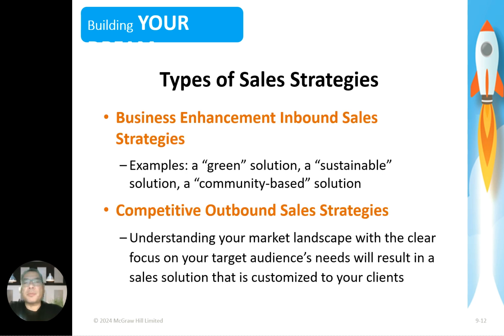What are the types of sales business strategy? Business enhancement inbound sales strategy can be green solutions, sustainable solutions, or community-based solutions. Most of the time, what I've done in the past is community-based solutions and sustainable solutions. The green solutions are the newest one because of renewable energy. For example, people have a tendency to buy green electric vehicles, and power generated through sun and wind. That's the new trend in the 21st century.